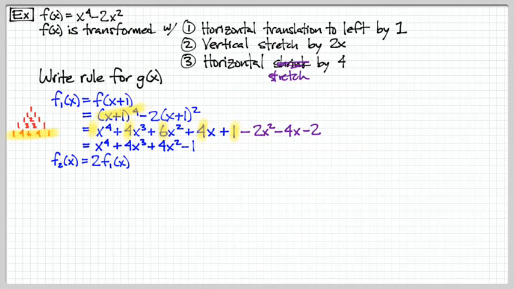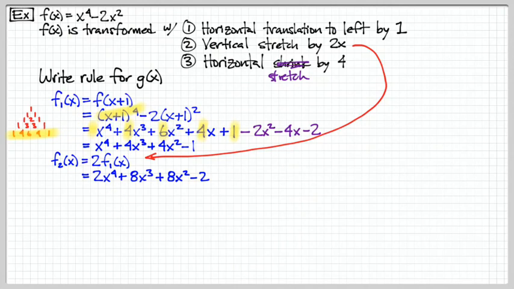Okay, now I want to do a vertical stretch. Vertical stretch by 2 is done by multiplying the function by 2. So that's pretty straightforward. Just take this new function and multiply by 2.